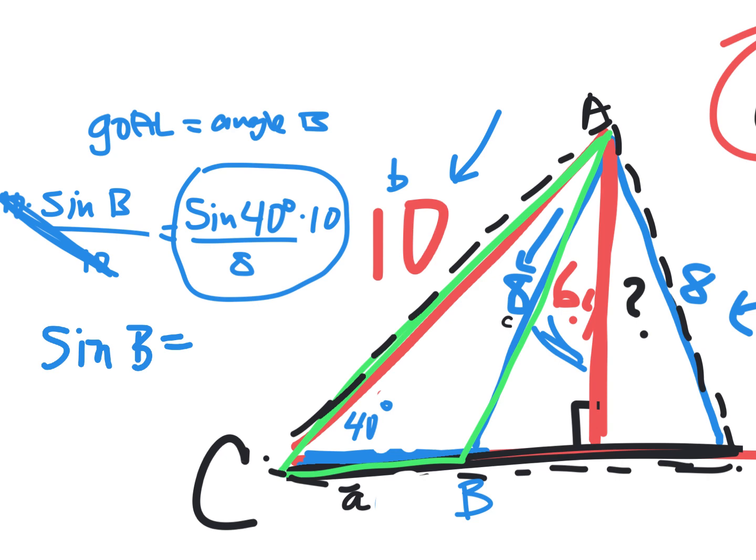Excellent question. Do you agree that we got 6.4? I'm going to round it to 6.43. Does that ring true with what you got? Is that what you got for sine 40 times 10 divided by 8? Double-checking myself. Oh, I haven't divided by 8 yet. My bad. Sorry. Divided by 8, I got 0.803. Is that sounding right? Okay, good.